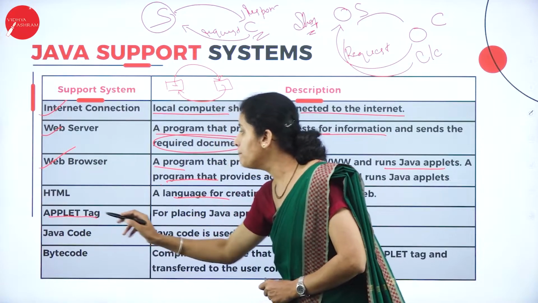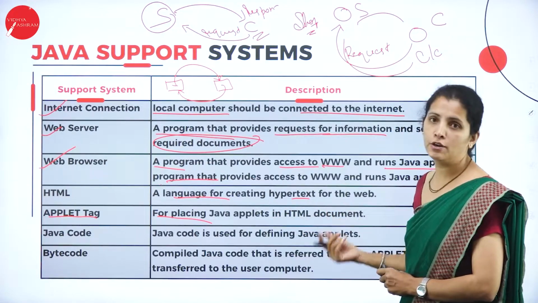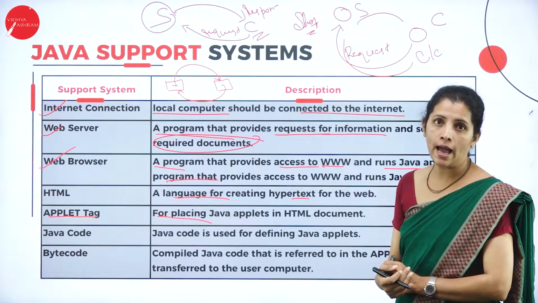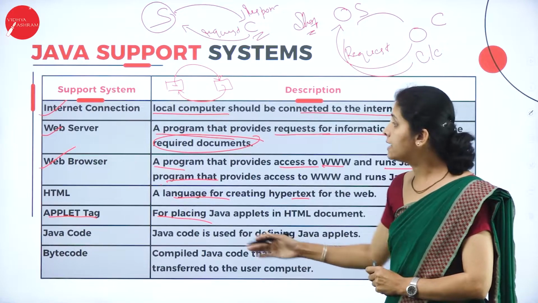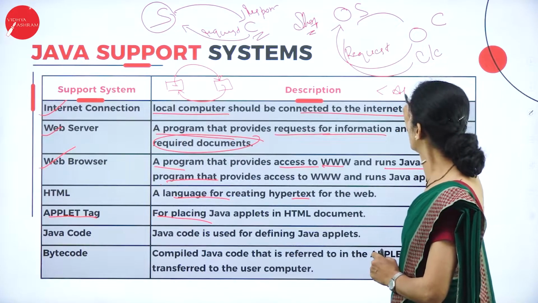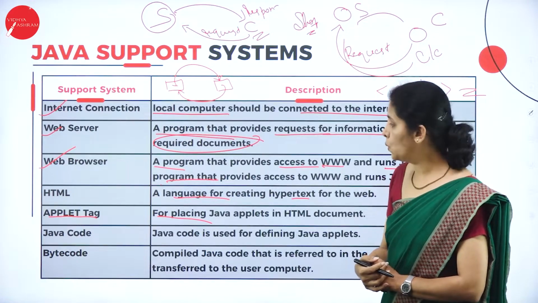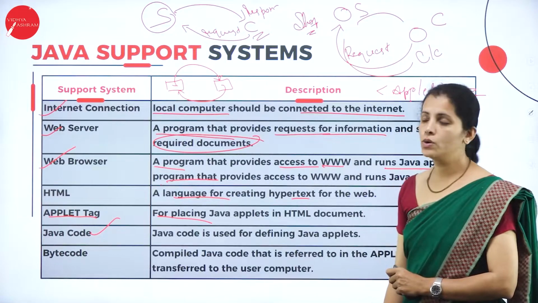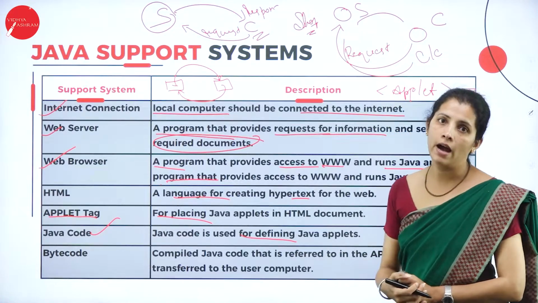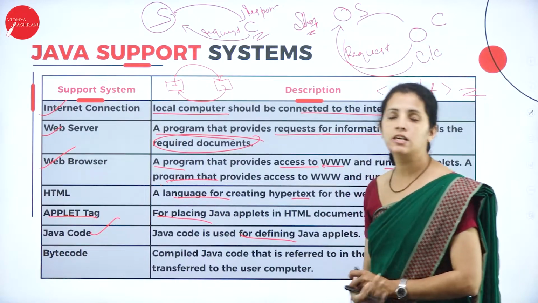Then I have the applet tag for placing Java applets in an HTML document. So dear student, where am I going to place the applet program in HTML? For that, I'm going to use the applet tag. Inside the applet tag, I'm going to place the applet code. Then Java code. Here Java code is used for defining a Java applet. So to define a Java applet, I have Java code.